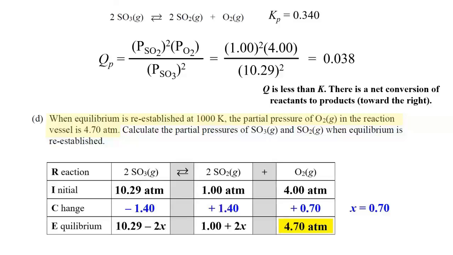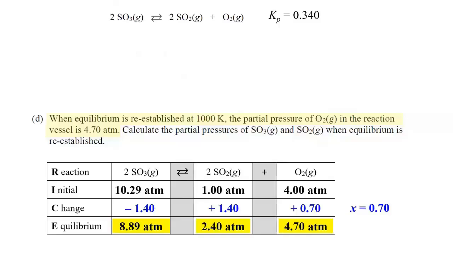Let's do the math from top to bottom. 10.29 minus 1.4 is 8.89 atmospheres. And then 1 plus 1.4 is 2.40 atmospheres. It said in part D, calculate the partial pressures of SO3 and SO2 when equilibrium is reestablished. We made the Rice table, we solved for x, we calculated the partial pressure of all 3 substances in the reaction vessel when equilibrium has been reestablished.